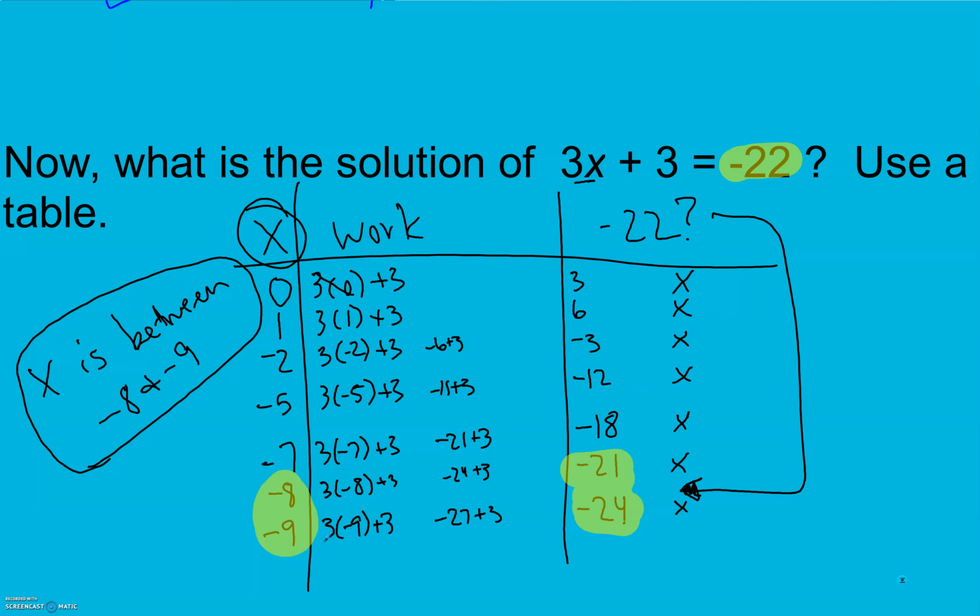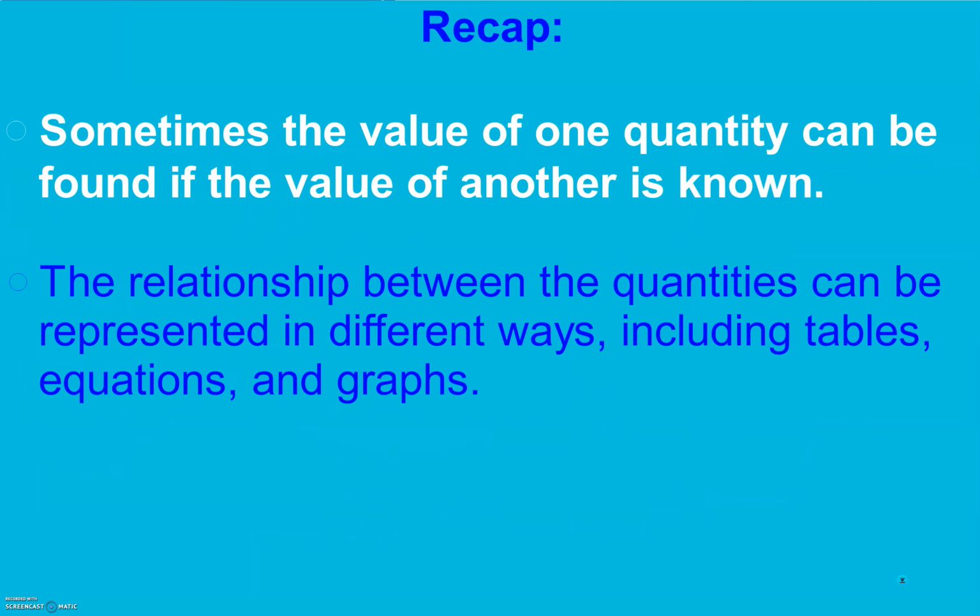They're consecutive. Quick recap here. Sometimes the value of one quantity can be found if the value of another is known. The relationship between the quantities can be represented in different ways, including tables, equations, and graphs. And that's all I have for section 1.8.